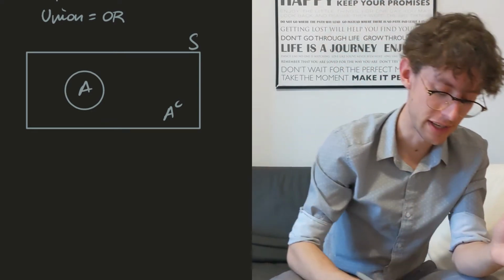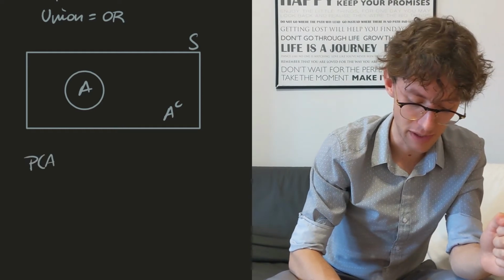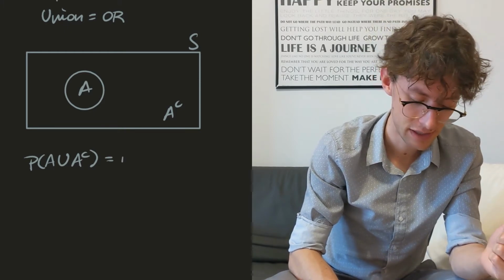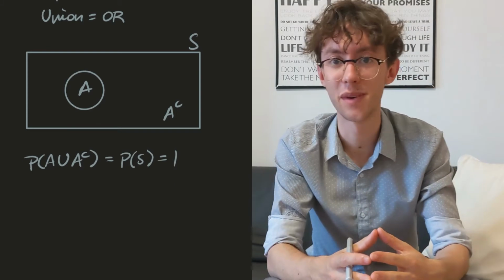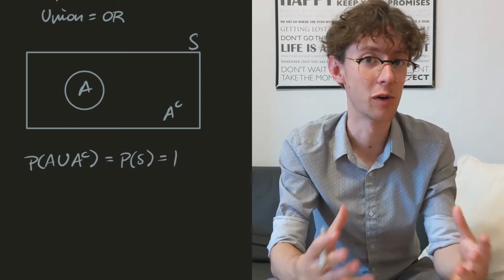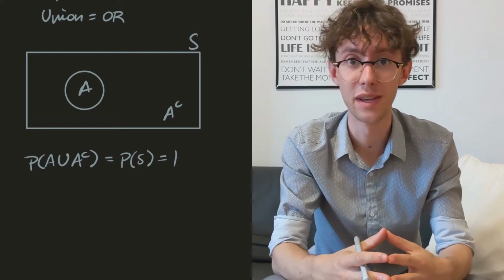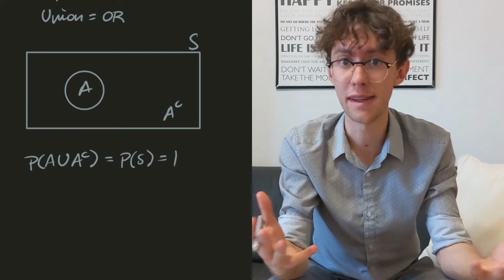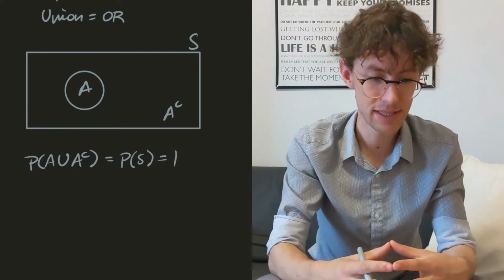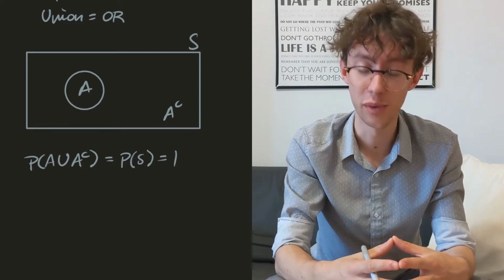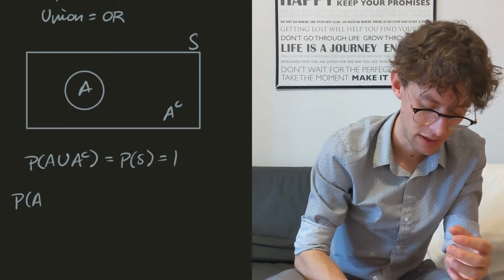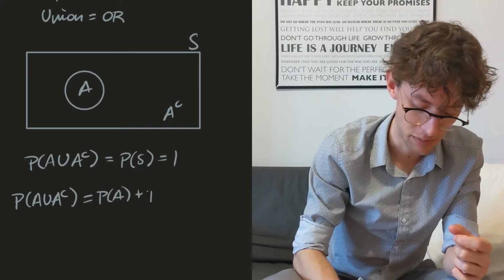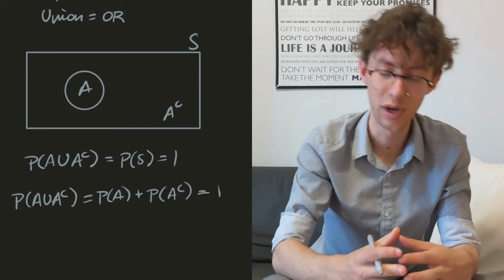Now because they are disjoint, the probability of either A happening or A complement happening is equal to the probability of the sample space S, which is equal to 1. We saw in the previous lecture that the probability of anything happening is equal to 1. And here, our event A plus the event of A not happening is equal to anything happening, S. And from this, we can derive the following. The probability of A or A complement is equal to the probability of A plus the probability of A complement, which is equal to 1.